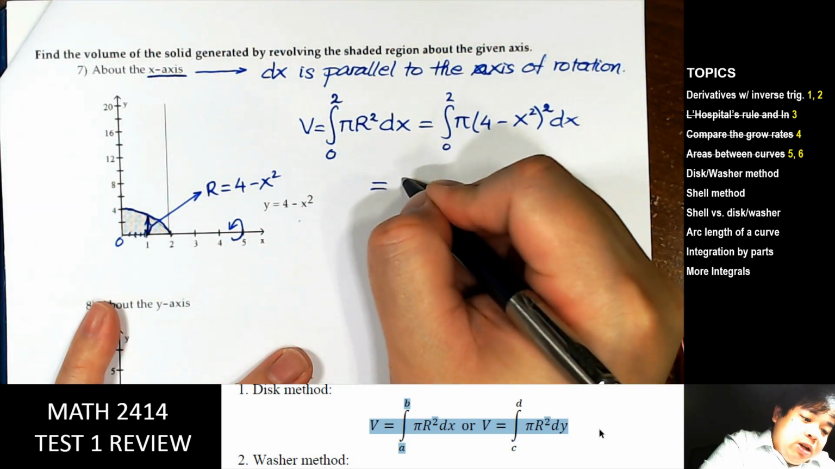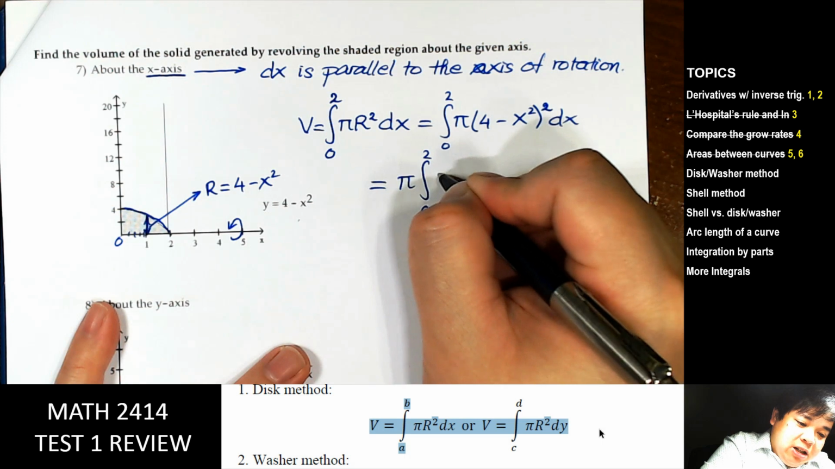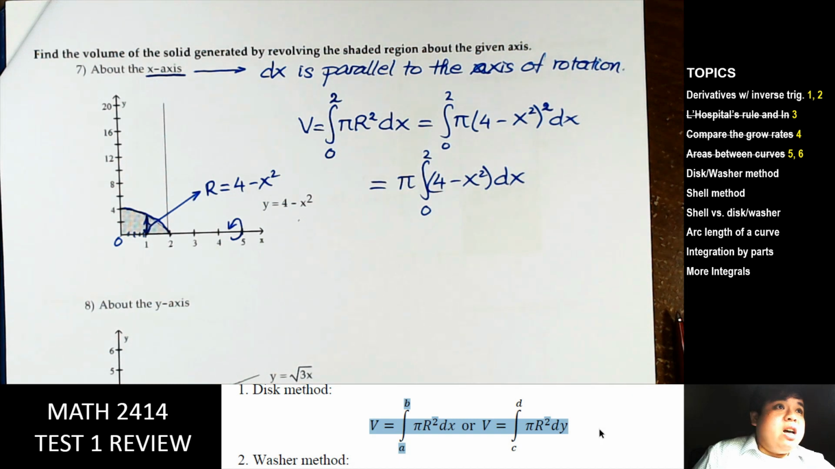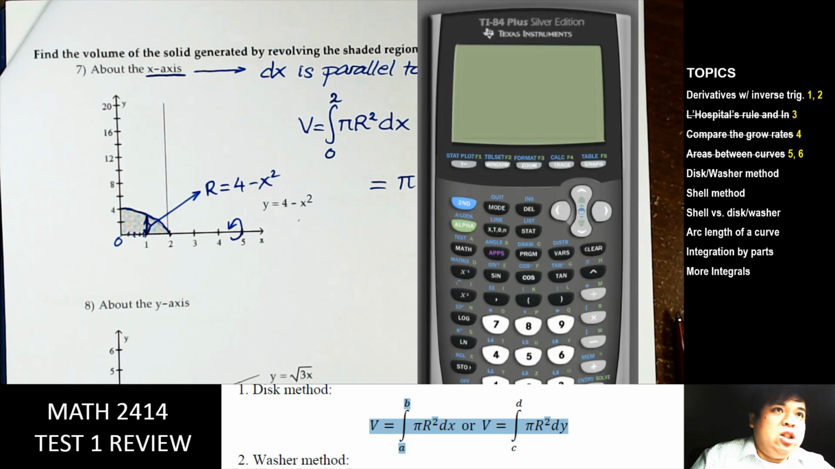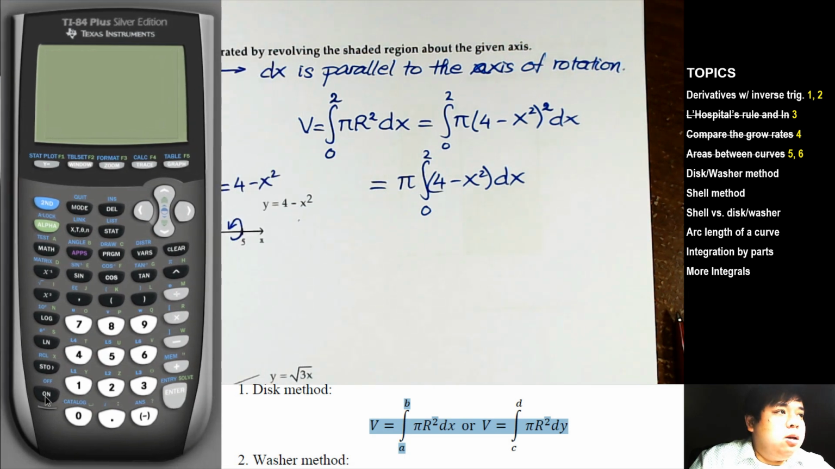Alright, if we put this in the calculator, leave out the pi and just enter the 4 minus x squared, squared. On the test, if you use the calculator, just indicate so. Math number 9, 0 to 2, 4 minus x squared, close parentheses, square again, dx.